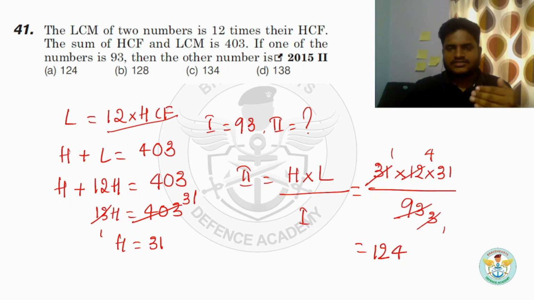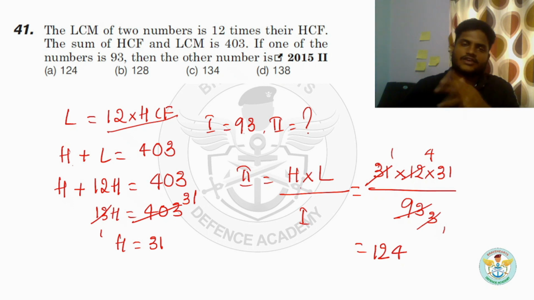I'll repeat the solution that we did, then I'll teach you one more way. LCM was given as 12 times HCF. HCF plus LCM was given as 403. We substituted L as 12 into H. So 13H is 403, H is 31. The first number was given as 93. When we have the HCF and the first number, we can directly find out the second number. This is how we did it.